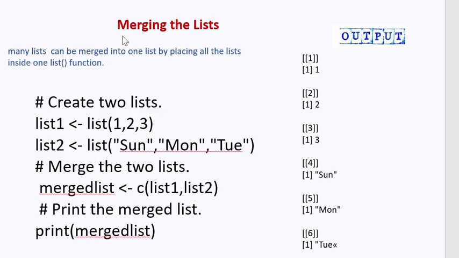In such a case, we can merge different types of lists, and it does not mean that only two lists can be merged. Any number of lists can be merged in this way.